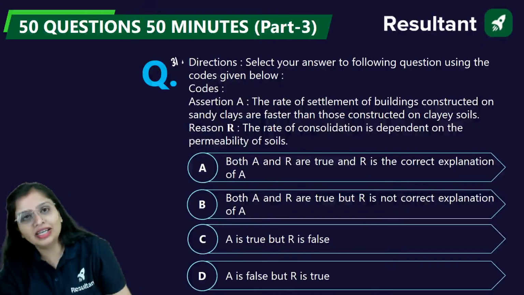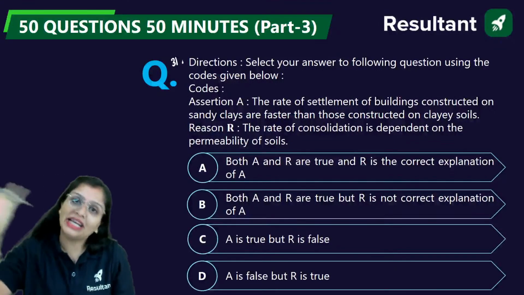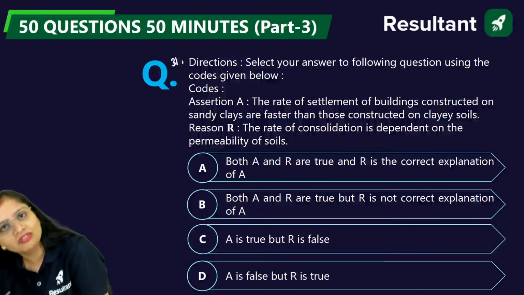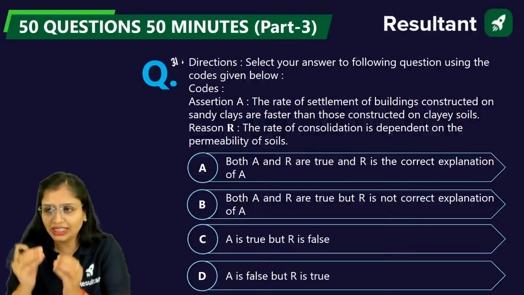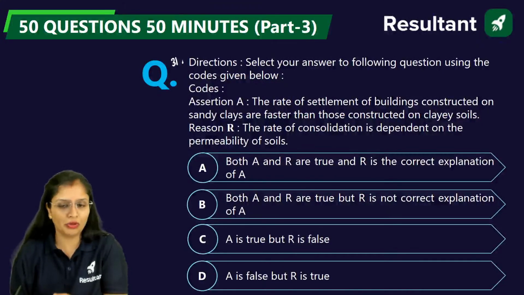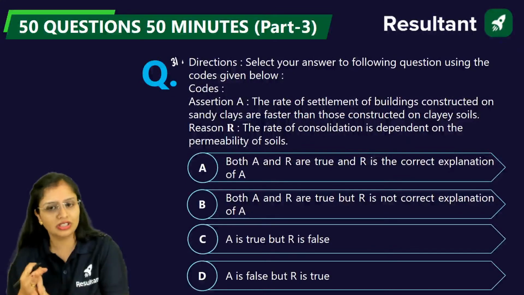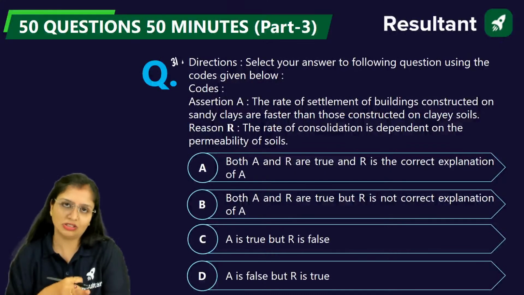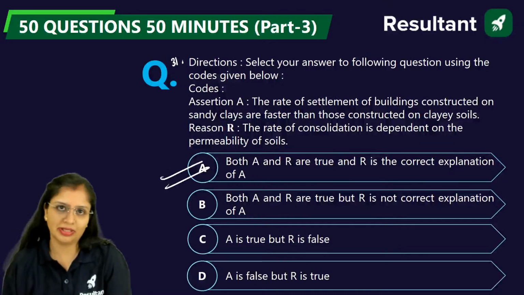Permeability is the ability of the medium to permit the flow of fluids through the interconnecting voids. Obviously, sand has more permeability because it has a good network of interconnecting voids. So settlement of sandy clays is faster, and yes, because the consolidation rate is more, as it is dependent on permeability, and permeability of sand is more. So both are true, and the reason is the correct explanation. Cool.